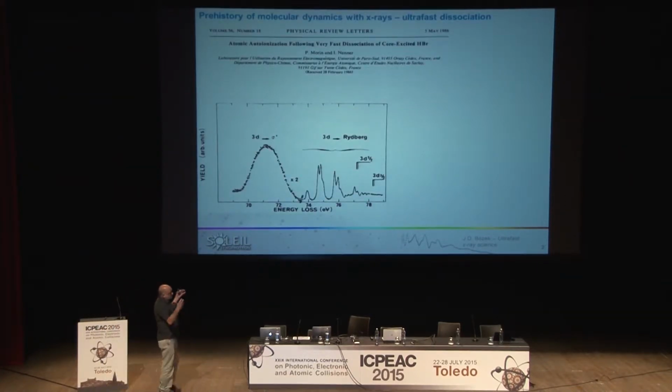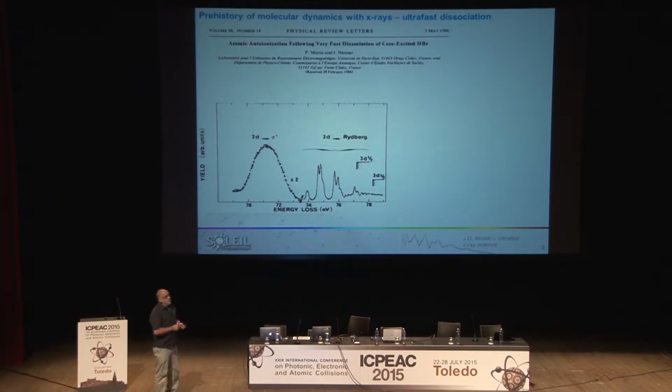So we have to go back, way back in time, to 1986 to get to what I consider the beginning of ultra-fast X-ray science. Looking in the audience, many of you weren't even born then, let alone doing science at that point. I was actually in my PhD then, so I can claim credit for being around when this happened. Paul Morin and Ivan Nenner decided to look at what happens in the electron spectrum of HBr when you excite it to this core state resonance.